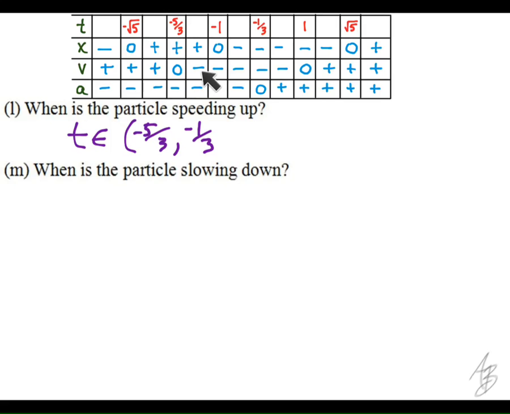Because in that region they're both negative, and it's going to be speeding up on the region from 1 to infinity. And conversely, the particle is going to be slowing down when the signs are opposite for velocity and acceleration.